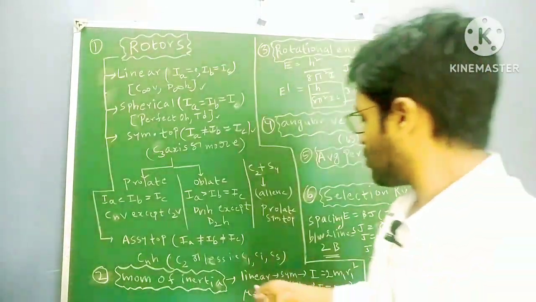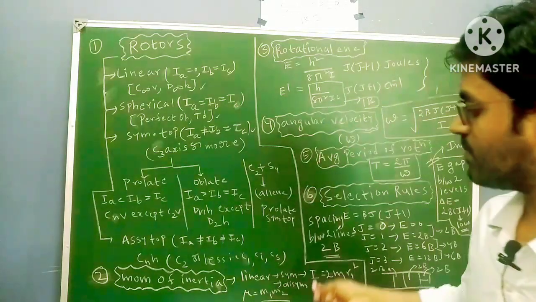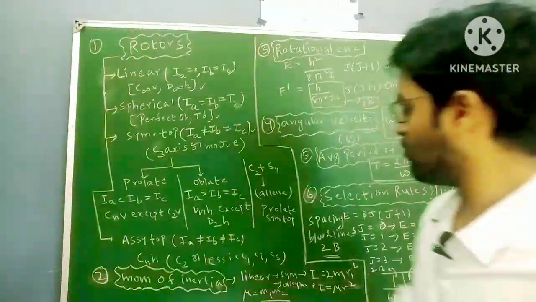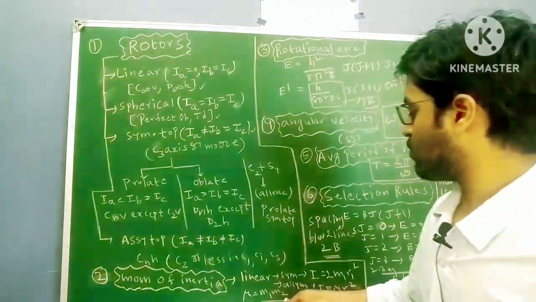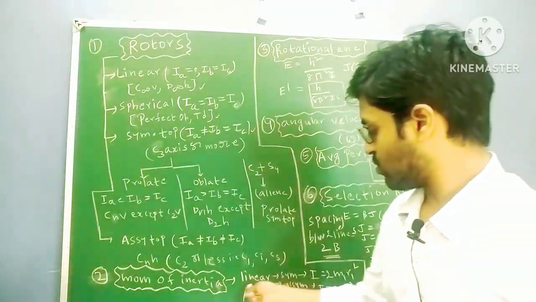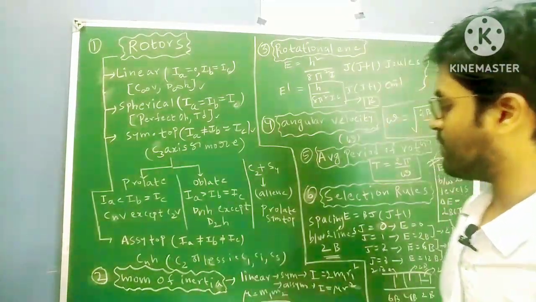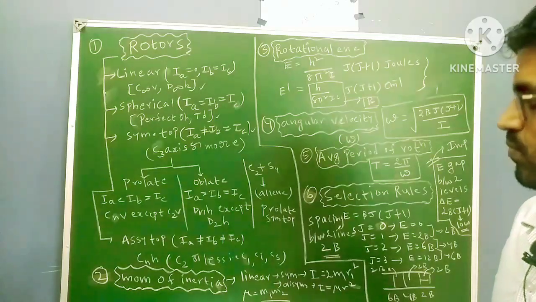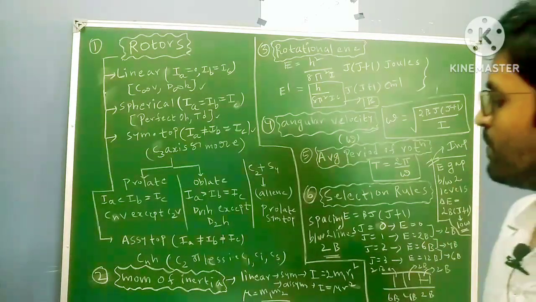So what is the moment of inertia? What is the mu value? So mu equals m1 m2 by m1 plus m2. Okay, so you have to remember this formula, mu equals m1 m2 by m1 plus m2. That is moment of inertia.